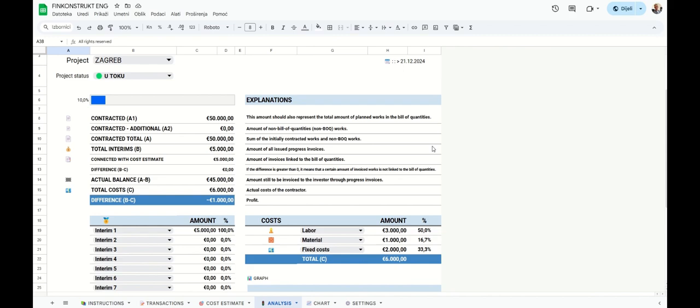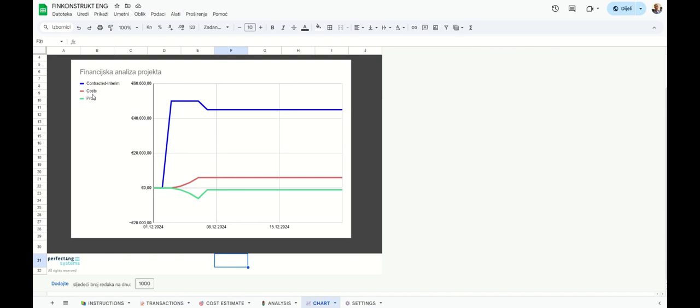Exactly. And that leads us to the Grafika Analyza. This is where it gets really cool. This one visually shows you all your costs, your earnings, even cash flow all over time. You can really see the trends and if any cash flow problems are coming up. So you're not just staring at a spreadsheet, you're seeing the whole story of your project play out. That's got to be really useful.